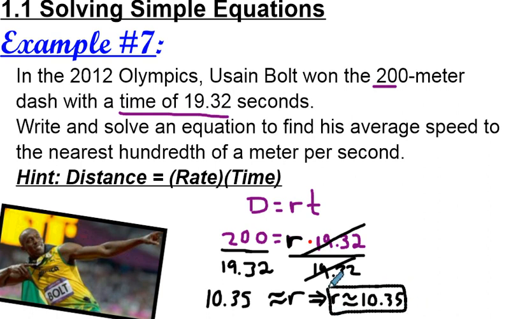Now, because this is a word problem, one more thing that I need to do on this problem is to write a sentence. In this case, I'm going to type my sentence. But to actually answer this question, it says write and solve an equation, find his average speed.